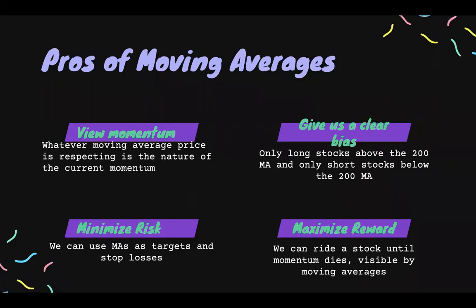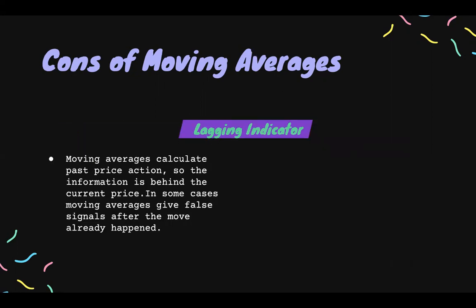Some of the pros about moving averages: you can view the momentum, so whatever moving average price is respecting shows the nature of the current momentum. And it gives us a clear bias. My rule is I'm only going to look for longs above the 200 MA and only short stocks below the 200 MA. And we can use moving averages as targets and stop losses. The best part about moving averages is that we can maximize our reward while minimizing our risk. We can ride a stock until momentum dies, visible through the moving averages.